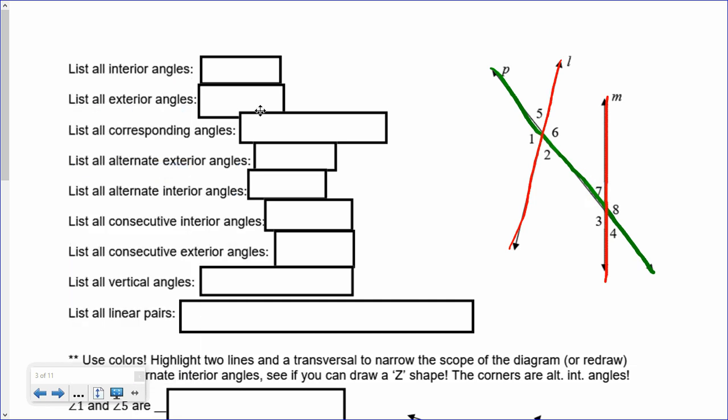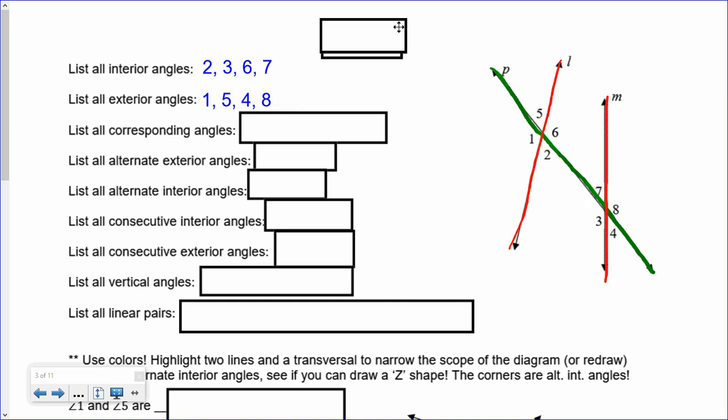Alright, now that I know that, remember interior angles are angles that are inside or between the two lines that are being crossed. So the interior angles are going to be inside here. So our interior angles are 2, 3, 6, and 7. Exterior angles are the angles that are outside of the two lines that are being crossed. So these angles on the outside here are going to be my exterior angles, 1, 5, 4, and 8. Hopefully that makes sense, right? Inside versus outside. Once you have the lines traced, it's easier to see.